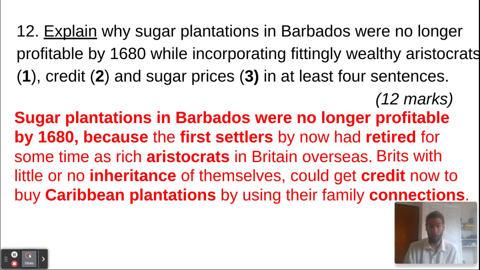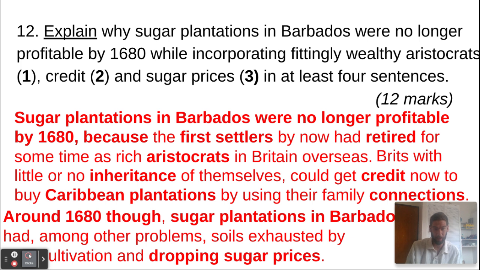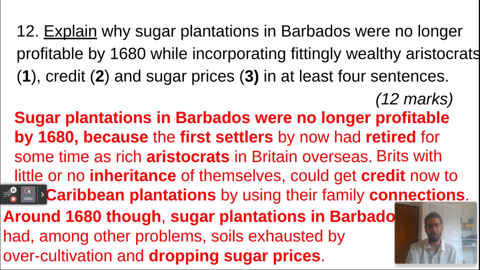British young men with little or no inheritance at all themselves could get credit now to buy Caribbean plantations by using their family connections. Their uncle, their grandfather, their older brother enabled them to get a loan with the bank or the money they needed by lending it to them themselves. So family connections were pretty important. Around 1680, though, sugar plantations in Barbados had, among other problems, soils exhausted by overcultivation and sugar prices.